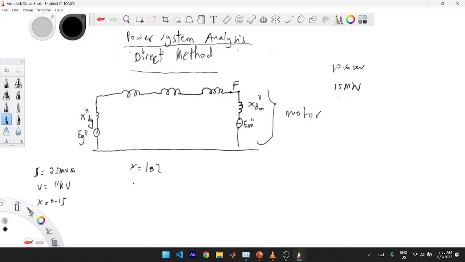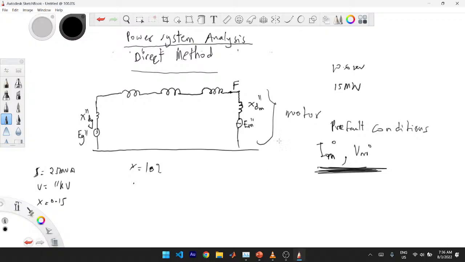Now, if you are doing the direct method, the first thing you have to find is the pre-fault conditions. Pre-fault conditions are the pre-fault current, let me say I_M naught, for the motor, the naught is for before, and then the pre-fault voltage. In the direct method, you always use the pre-fault parameters to find the fault, or after the fault, the post-fault parameters.